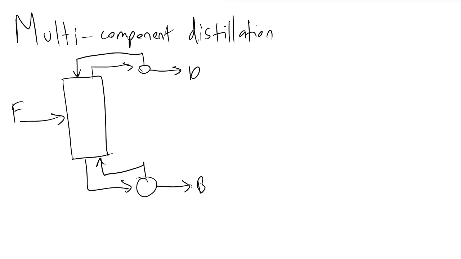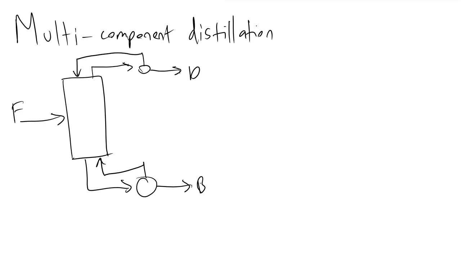The first thing to do when you are given a multi-component distillation problem is make a table of all your components and list them in terms of volatility, with the most volatile component at the top and the least volatile component at the bottom. In other words, you will have the component with the lowest boiling point at the very top of your table and the highest boiling point at the bottom.